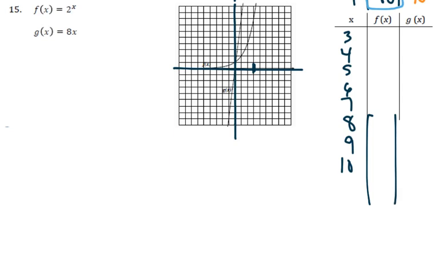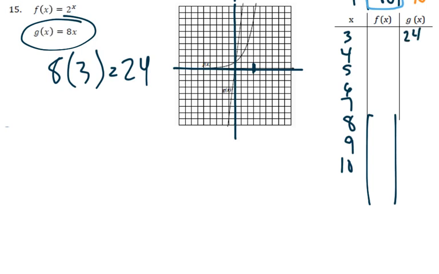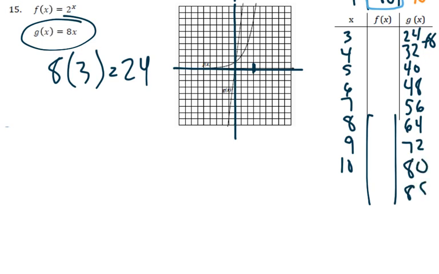So if we look at g of x, it's just 8 times x. So our 3, 8 times 3 would give us 24, right? So then we're just adding 8 each time. So 24, 32, basically count by 8, right? 40, 48, 56, 64, 72, 80. Let's see where that gets us. And 88, because that one's easy.